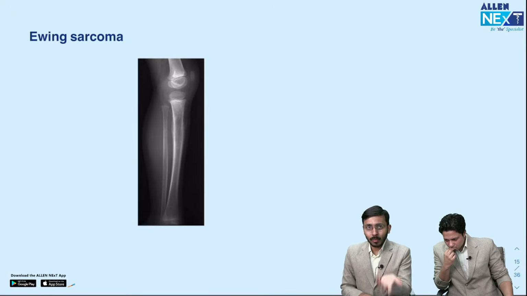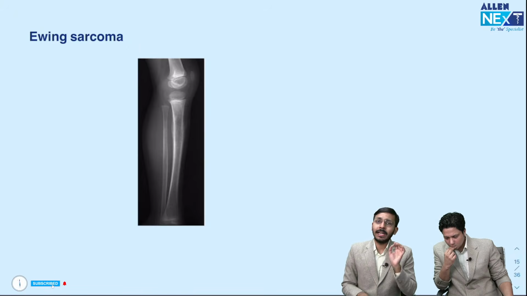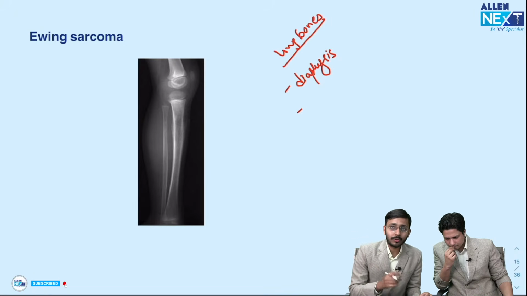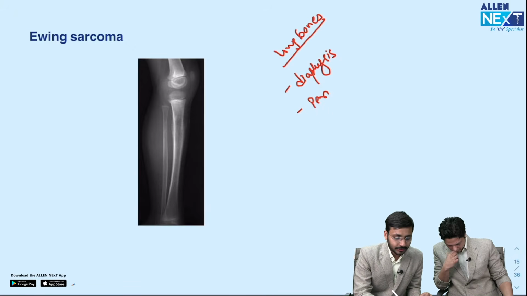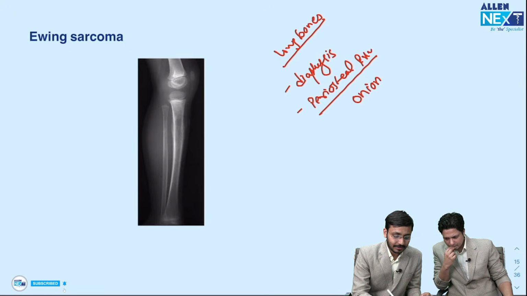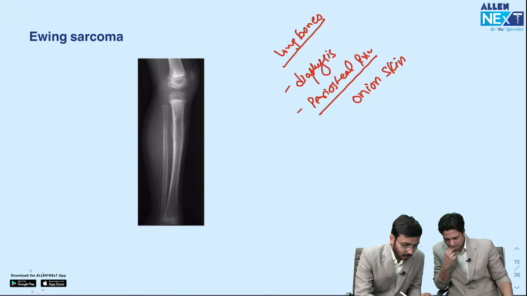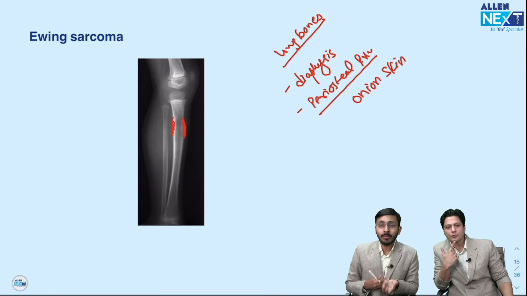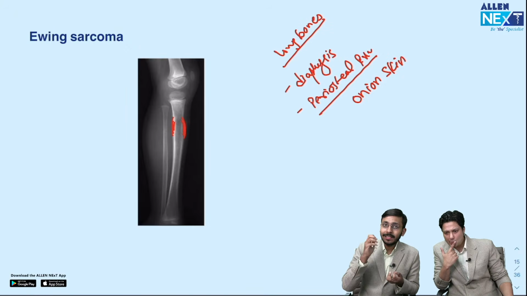And in cases of a long bone, it affects the diaphysis. It will also be a lytic lesion, and it shows a typical periosteal reaction. The periosteal reaction is a multilamellated periosteal reaction, also known as an onion skin periosteal reaction. So if you see these multilamellated periosteal reactions affecting the diaphysis of the long bones, it favors an Ewing sarcoma.